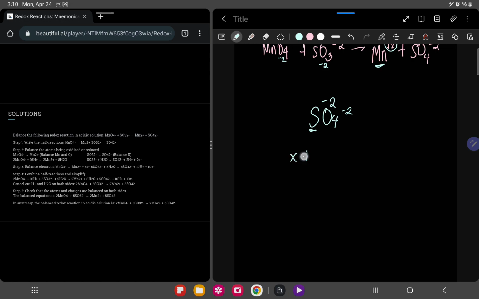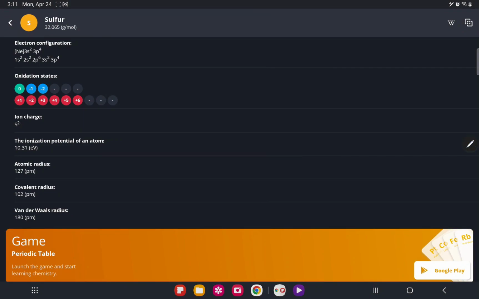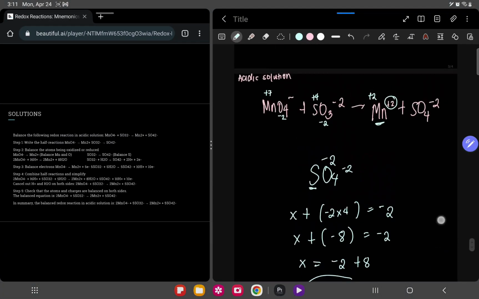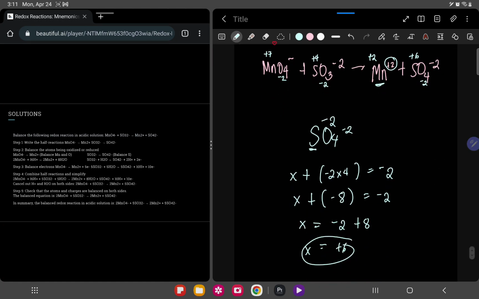So your sulfur will be X plus negative 2 times 4 is equivalent to negative 2. If you compute for that, X plus negative 8 is equivalent to negative 2. Moving negative 8 to the other side of the equation, making it positive, the answer for our sulfur oxidation state will be positive 6. If we validate the oxidation state of sulfur, positive 6 is also available, so that validates our computation that it is correct. So your sulfur here will be positive 6 and our oxygen again is negative 2, so we don't have to look for it anymore.